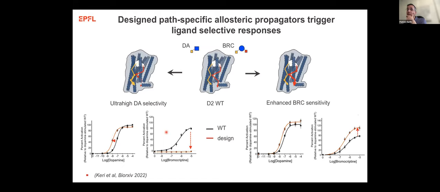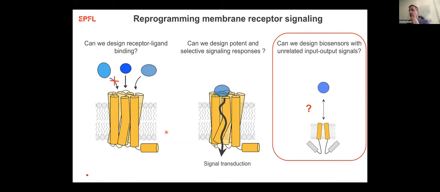And that different ligands can signal and trigger intracellular function by engaging different allosteric pathways within the receptor, that to some extent, our method based on molecular dynamics simulation and computational design could not only predict important allosteric determinants, but also rewire and reprogram these responses. So what I showed you so far is that we've been able to design some basic biosensor properties starting from G-protein coupled receptor scaffolds.